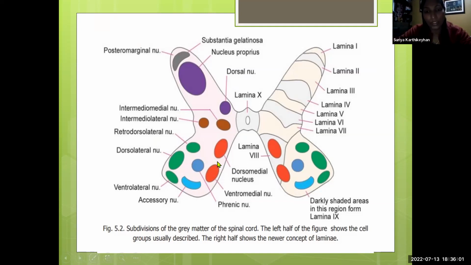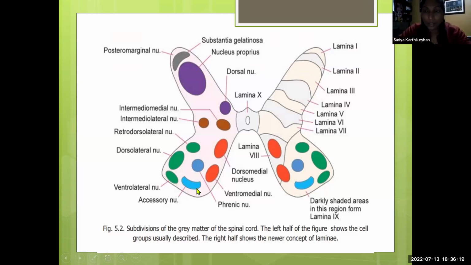The medial group of nucleus will be controlling the motor activities of the neck and the trunk muscles. Whereas the central group is composed of the phrenic nerve nucleus and the accessory nerve nucleus. The phrenic nerve has to supply the diaphragm. Then we call it the accessory nerve nucleus.